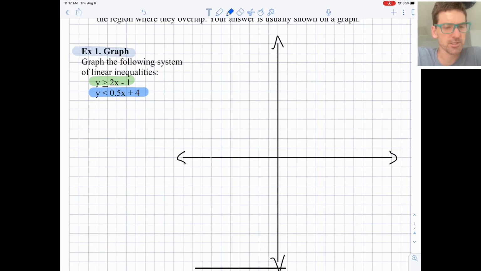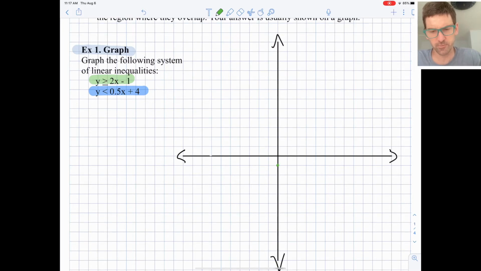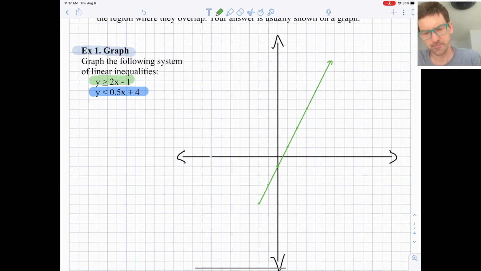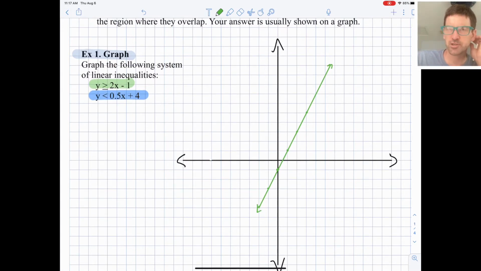So for the first one, y is greater than or equal to 2x minus 1. That is going to be a solid boundary line with a boundary of y equals 2x minus 1. So that means we have a y-intercept of -1 and a slope of 2. And we could continue in both directions. Let's try to draw a line and make it nice and straight if possible. And it says y is greater than or equal to that.